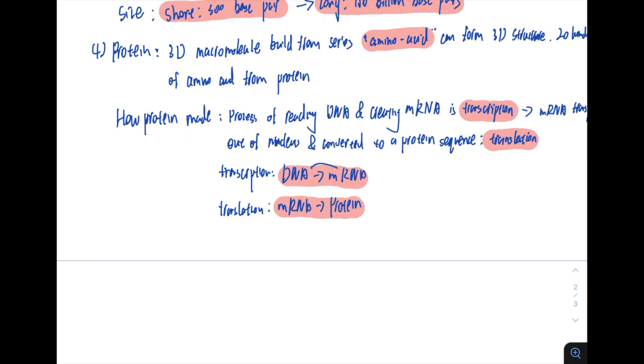mRNA gets some information from DNA. You can treat this information just like your DNA sequence. And then mRNA sends this information to protein. It's DNA, mRNA, then protein.